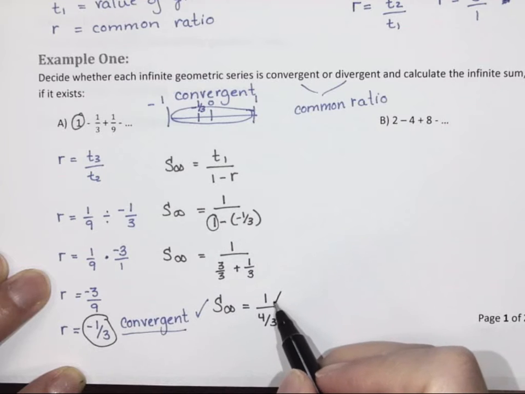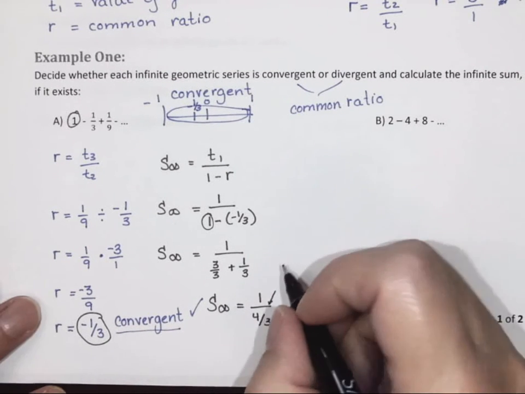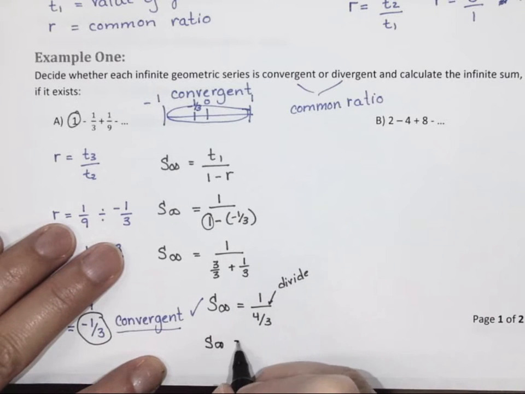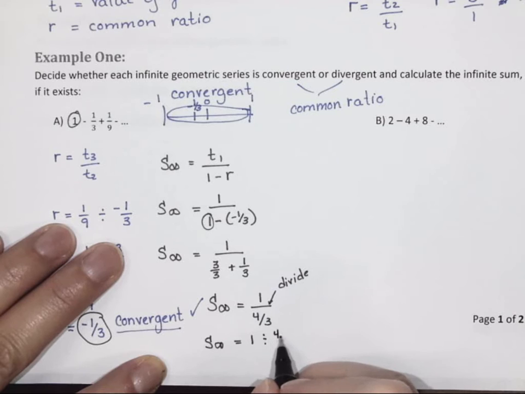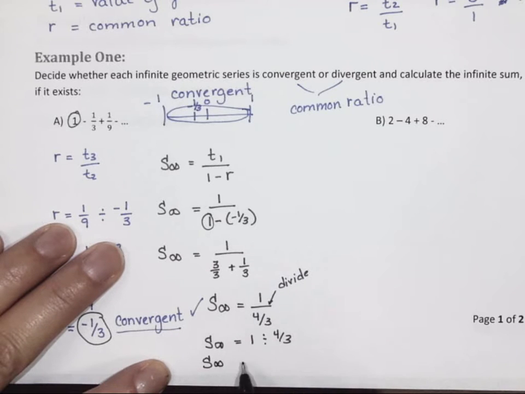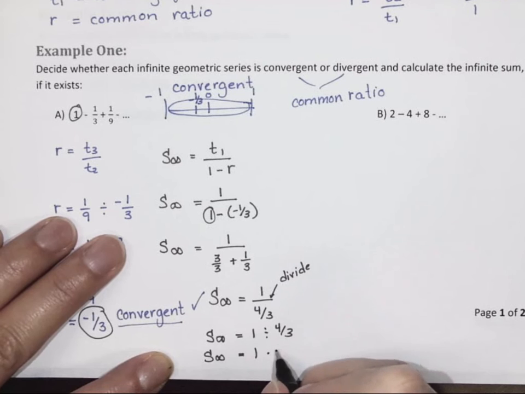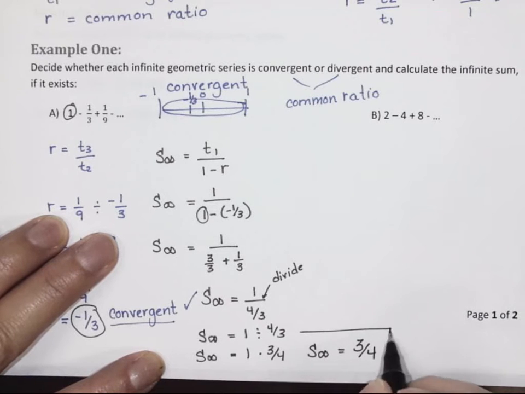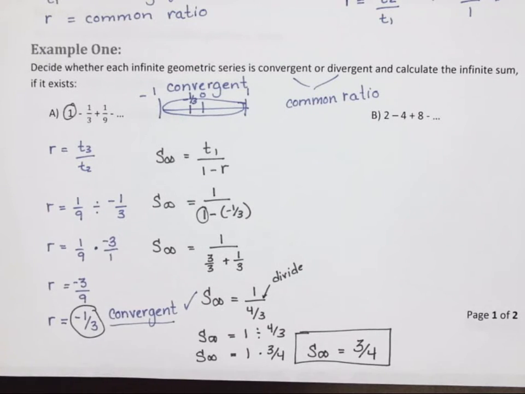Now, the over part that I keep saying as a fraction, really that just means divide in math. So we're going to have S infinite is equal to 1 divided by 4/3. We know we don't divide fractions, we multiply by the reciprocal. So we know that our infinite series is going to have a sum of 3/4. Pretty straightforward. The trick with this one is just deciding whether it's convergent or divergent. And again, you have to know your common ratio in order to do that.